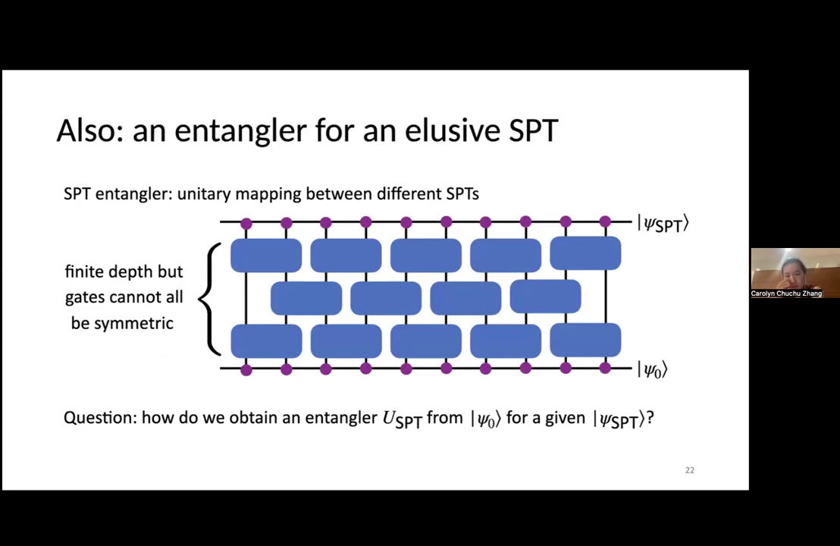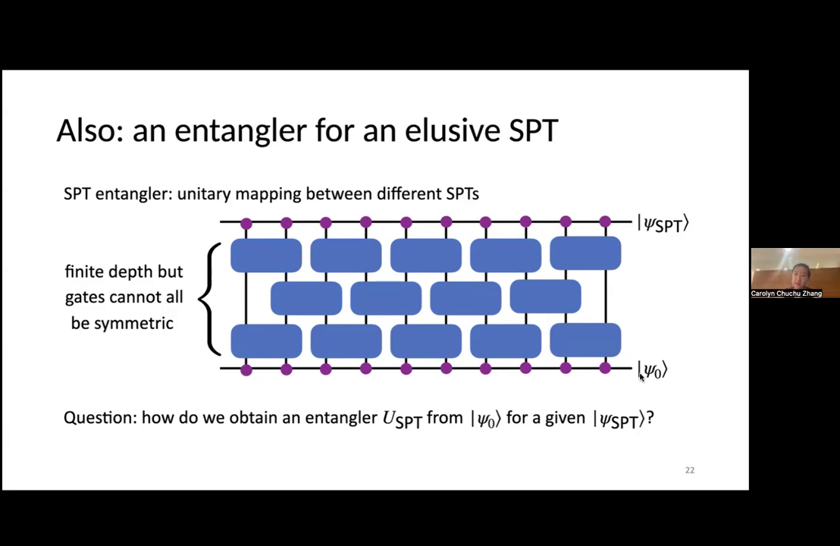As a side result, we'll also have a construction for an entangler for an elusive symmetry-protected topological phase. What do I mean by entangler? Well, as I mentioned before, an SPT is a short-range entangled state. It looks kind of boring in the bulk. So what that means is that if you have an SPT, then you can prepare it from a product state with a circuit. The only problem is that the circuit has to contain gates that break the symmetry, because the state is not adiabatically connected to the product state if you maintain the symmetry, but it is if you break the symmetry.